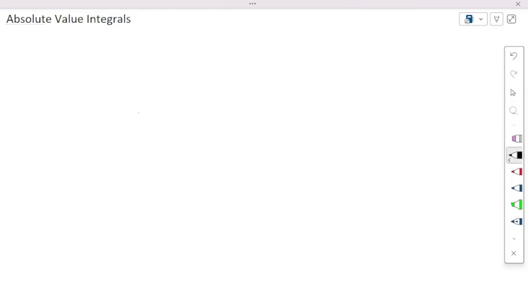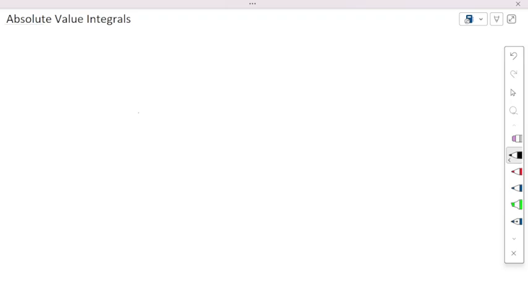Hello there, we are going to be dealing with absolute value integrals. Now, first, before we actually deal with that, I want to go through an introduction on these absolute value integrals. So what I want to go over quickly is absolute values in general. Let's quickly look at their definitions and everything.